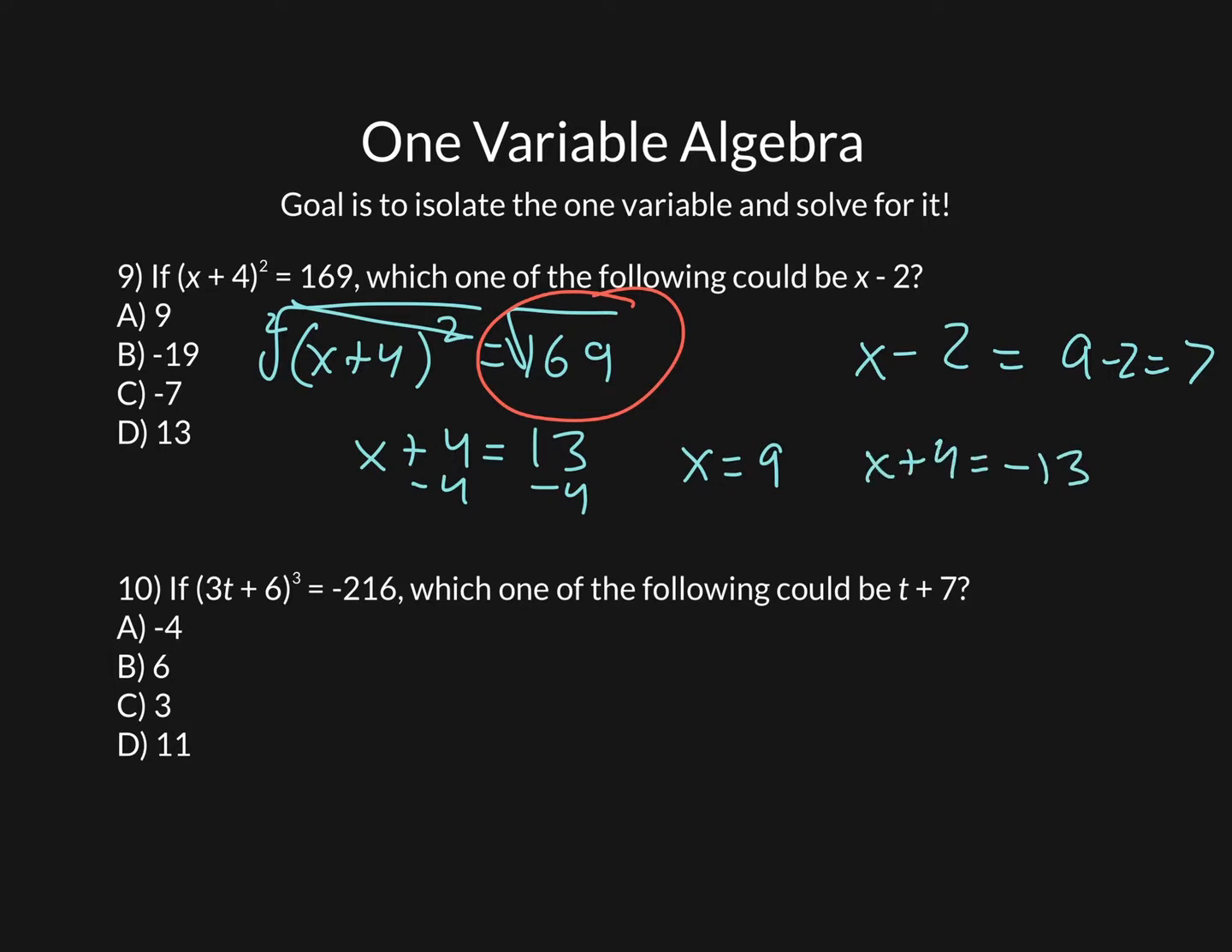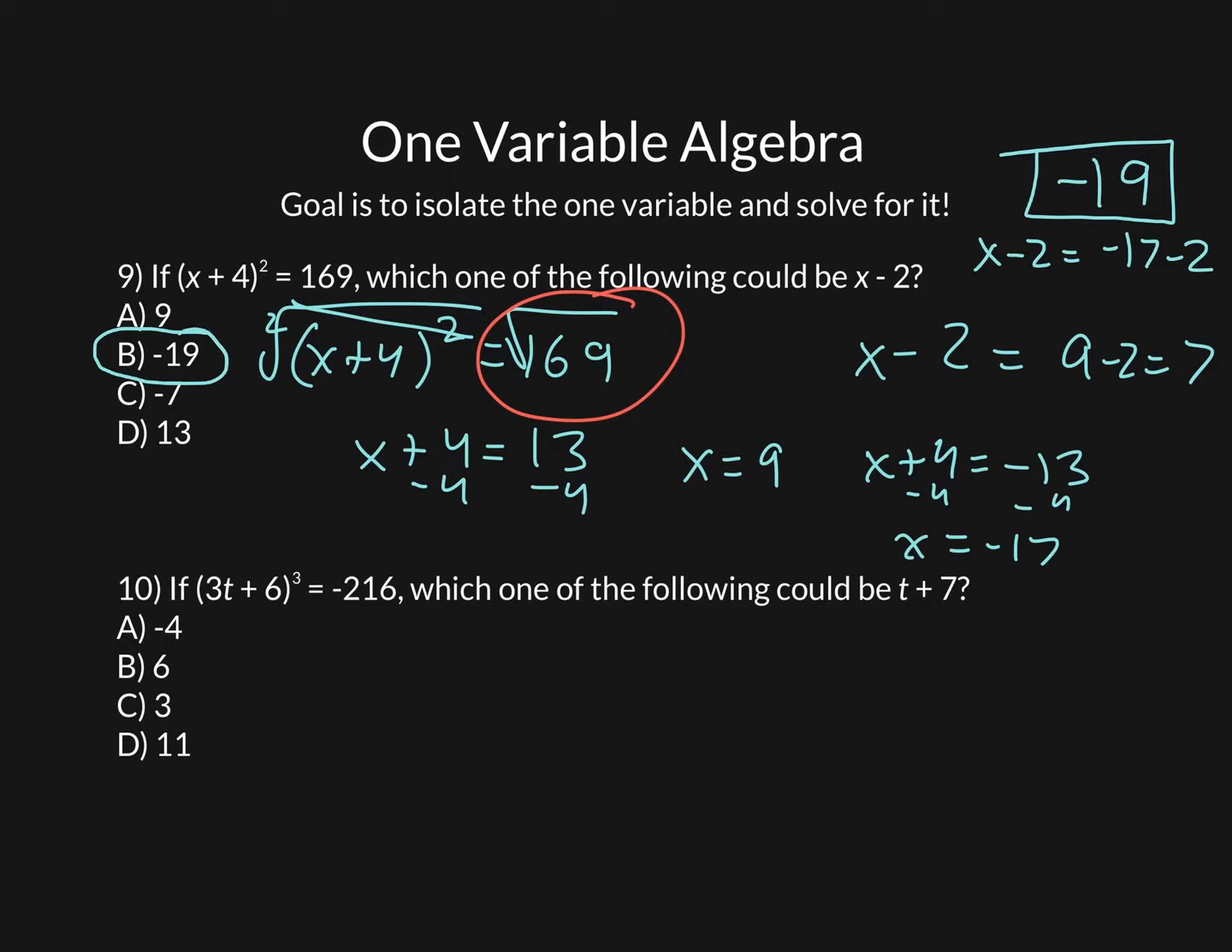Subtract 4 on both sides. x equals negative 17. And now that we have x equals negative 17, we're looking for x minus 2. Therefore, that would be negative 17 minus 2. So our final answer is negative 19. B.